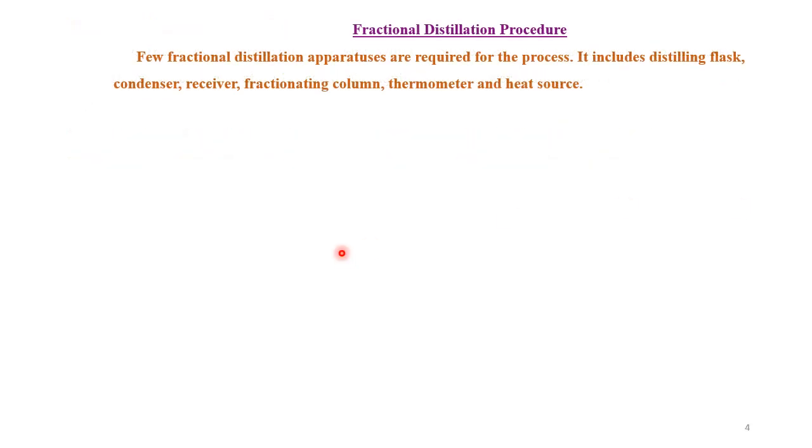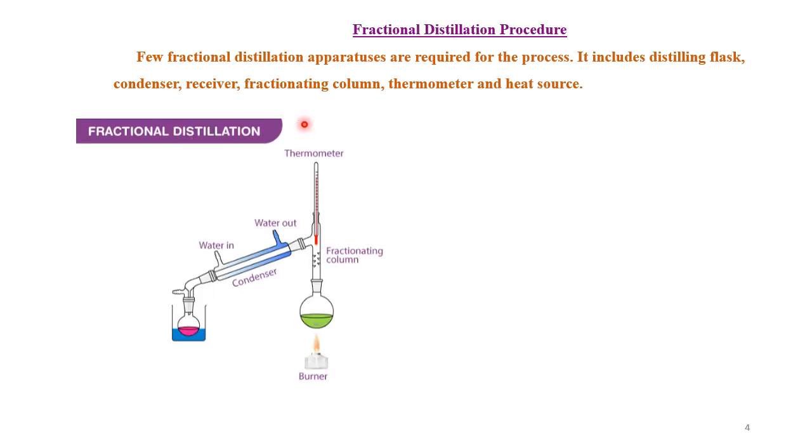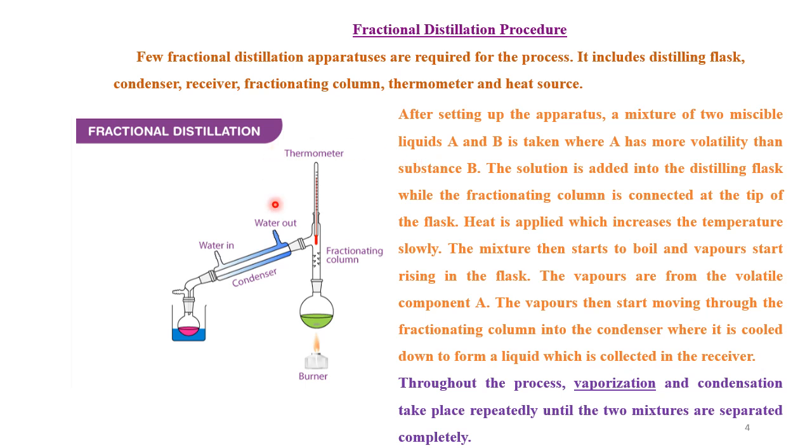Fractional distillation procedure. For the fractional distillation apparatus, we have the distillation flask, condenser, receiver, fractionating column, thermometer, and heat source. After setting up the apparatus, the two miscible liquids, A and B, are taken in the flask, and the burner is lit. The solution is allowed to heat, and the temperature is monitored using the thermometer.